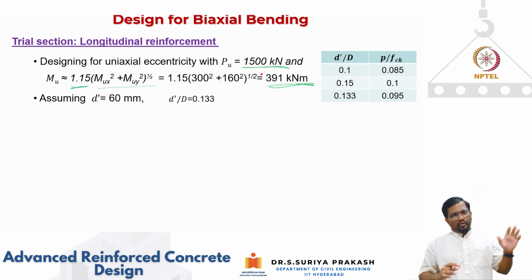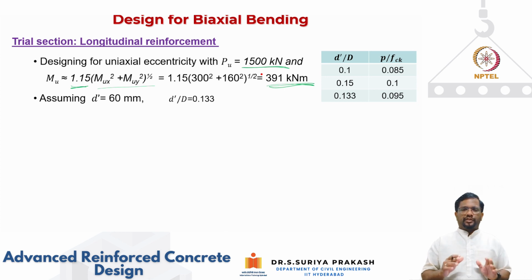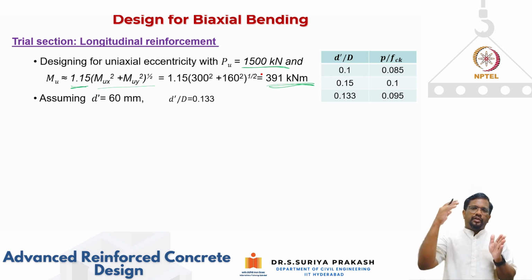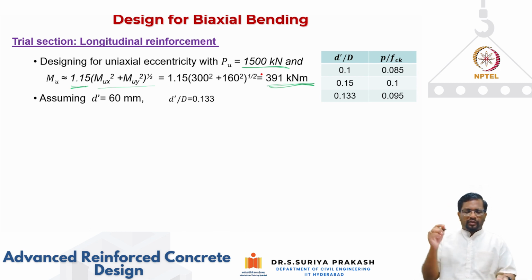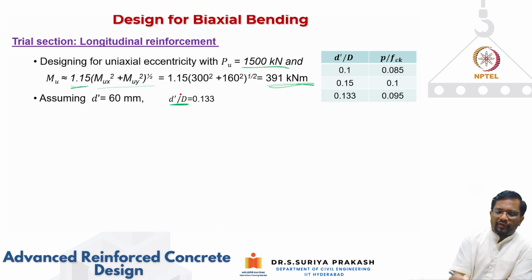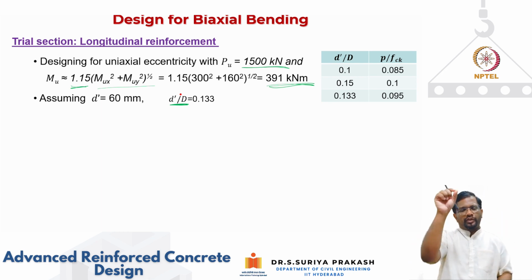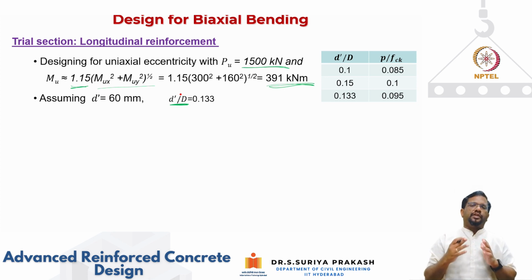Okay, now we are going to use SP16 design charts. To use the design charts, you will have multiple categories: columns reinforced with equal reinforcement on all four sides, columns with reinforcement only on two sides, and then you have different charts depending upon the grade of steel. And also at the top, you will have the D prime by D value. Because to establish those charts, I need to assume the cover that I am fixing.